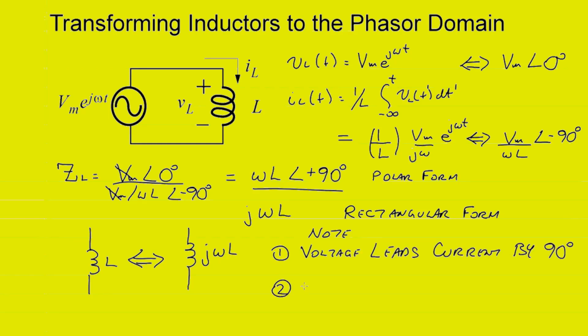The second point to note is that when omega goes to 0, then the impedance of our inductor will be equal to 0, which is simply a short circuit. And remember, when omega is 0, that's as if the frequency was 0 or DC, and so our inductor appears as a short circuit for DC.